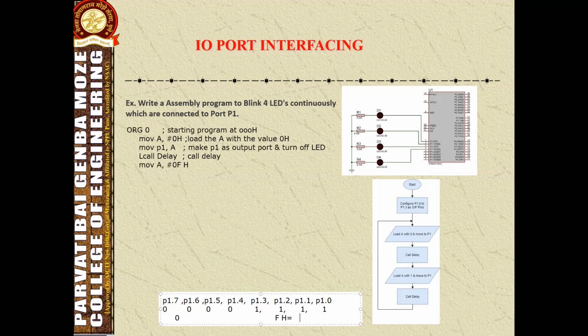So what are we going to load in our accumulator? 0FH. This means port 1.0 to port 1.3 should send a high signal, because by sending a high signal these LEDs will glow. So that's why I have loaded the accumulator with the 0FH value. I have loaded it inside the accumulator.